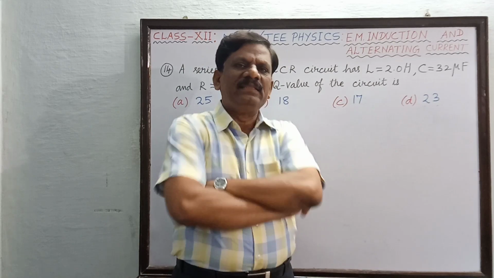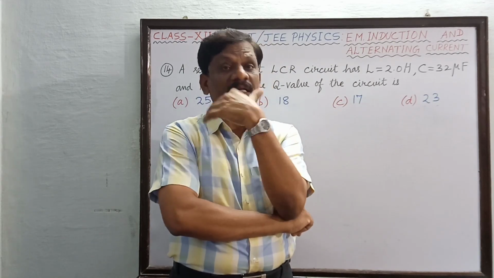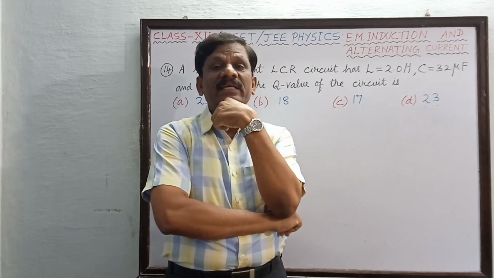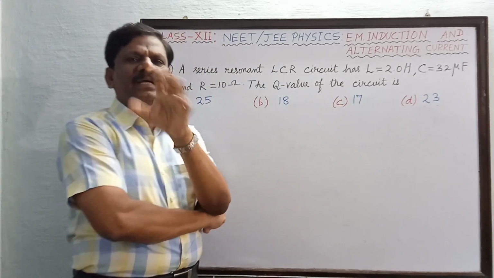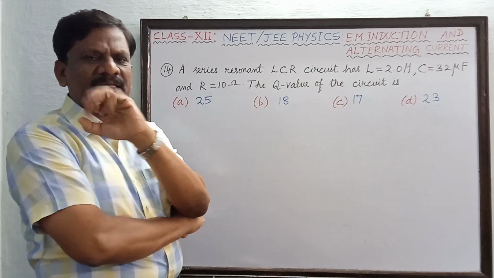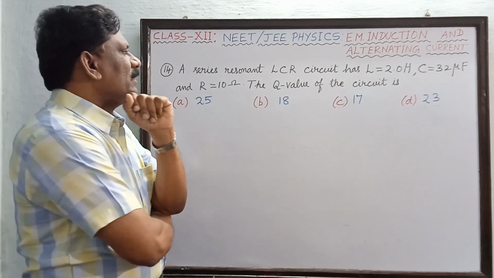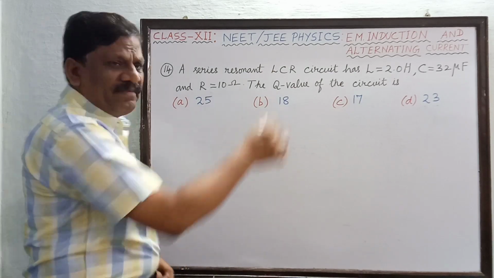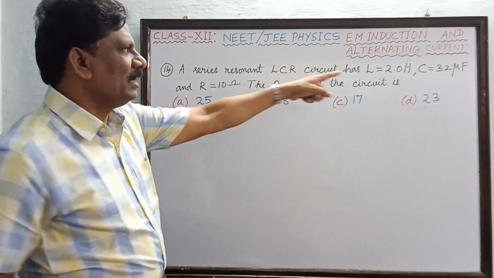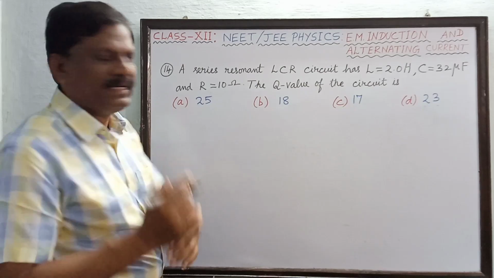Yes, we have studied in the theory class. What is quality factor? The sharpness of resonance is called the quality factor. So it is merely a number, typically 10 to 100. We have 2-3 different expressions, but out of the given values we have to relate.